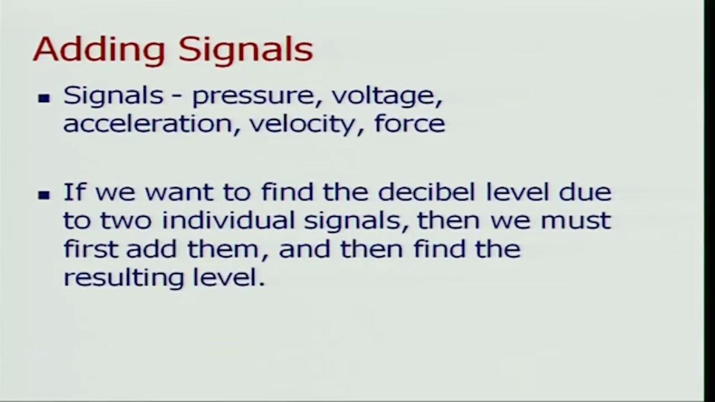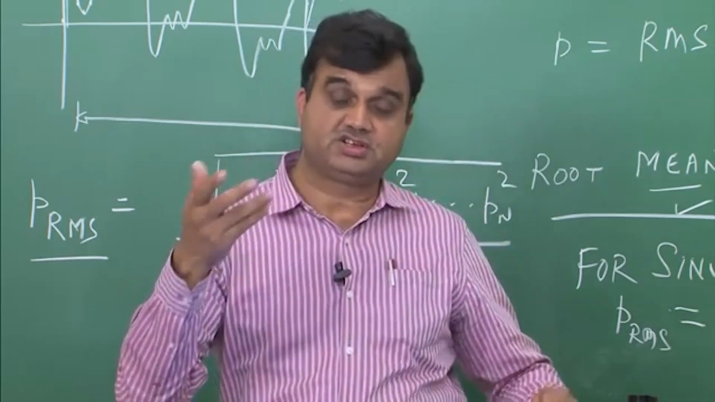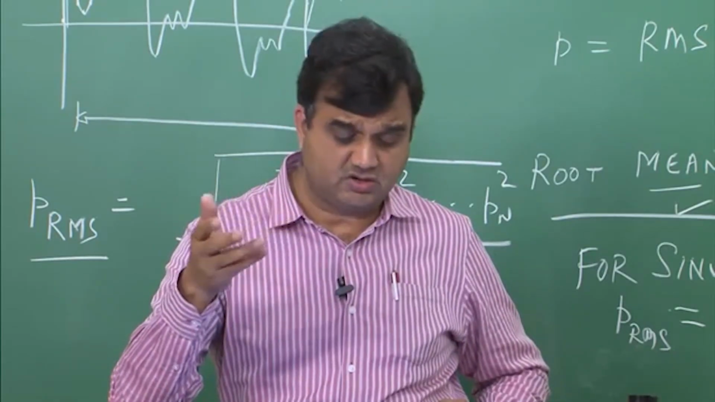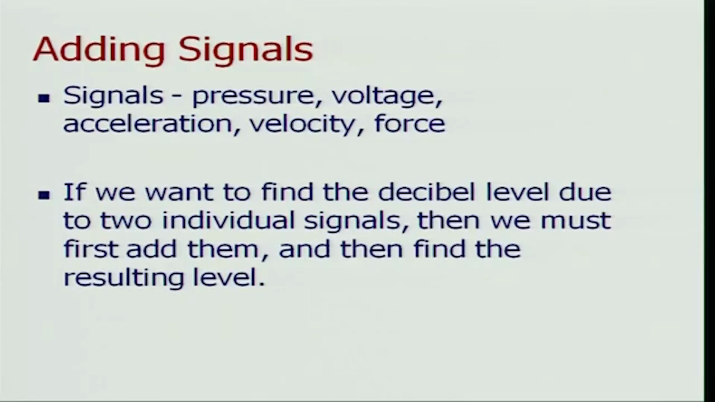And lastly, I wanted to explain that if there are signals, so we are not talking about wattages, but suppose there is a pressure signal or velocity signal or acceleration. Now in case of sound, we are not talking about acceleration or voltage or velocity or force, but primarily pressure. So suppose there is a pressure signal, and then if we have to add them, how do we add them? If we want to find the decibel level due to two individual signals, then we must first add them. So this is about signals, this is not about wattages. Then we must first add them and then find the resulting level.